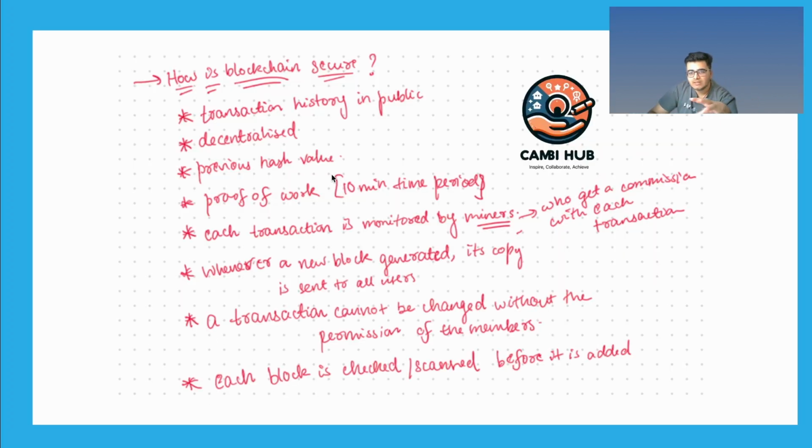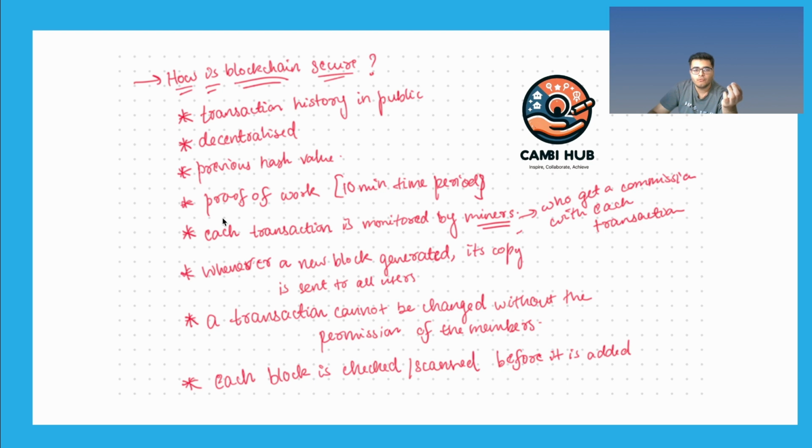Now, why is blockchain secure? Why do we use it? Because the transaction history is public. Whenever you do a transaction, a copy of it is sent to everyone on the network so that it can be monitored. However, people get confused about how this is secure. It is secure because firstly, there is no central bank that is monitoring, and secondly, it is open to everyone, so nobody can tamper with your transaction, but they can see what transaction you are doing, right? It is decentralized, and it has a previous hash value.